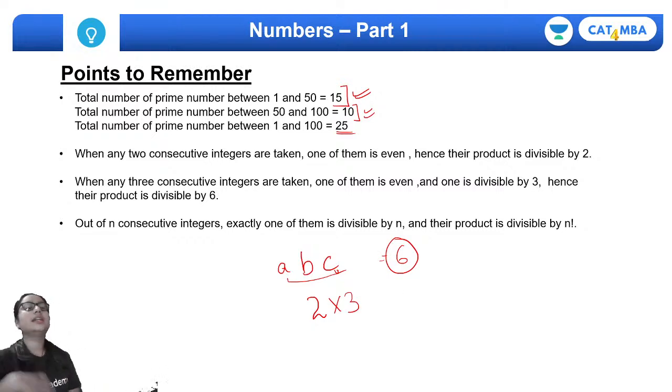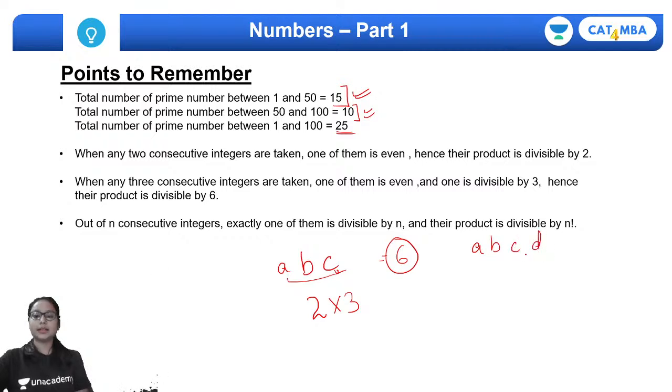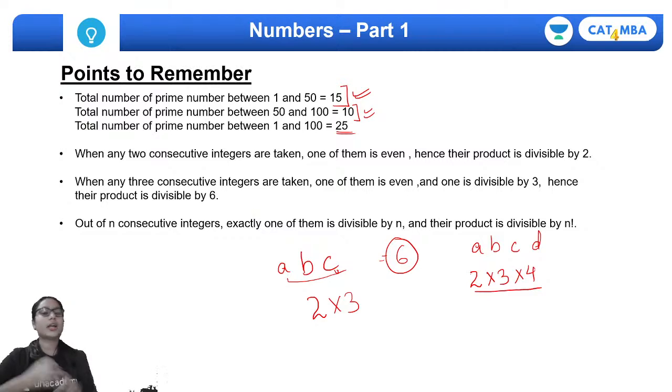So this rule continues. If I take 4 consecutive integers a, b, c, d, then I will have one even number, so their product is divisible by 2. I'll have a multiple of 3, so it will be divisible by 3. I'll also have a multiple of 4, so it will be divisible by 2 into 3 into 4. So we can generalize this rule. Out of n consecutive integers, consecutive meaning back-to-back integers, one of them would be divisible by n. So the rule is that the product of n consecutive integers is divisible by factorial n.